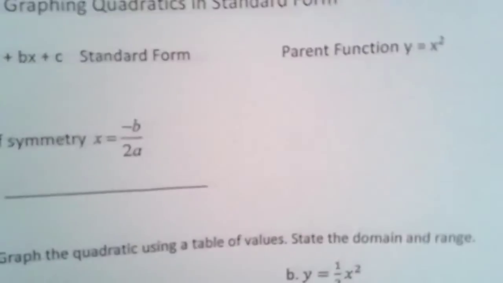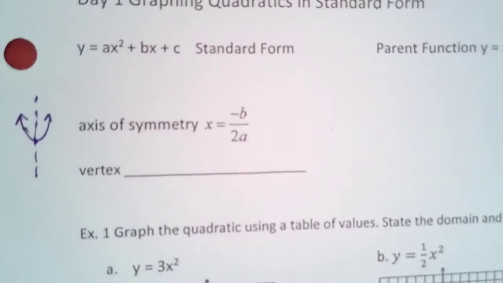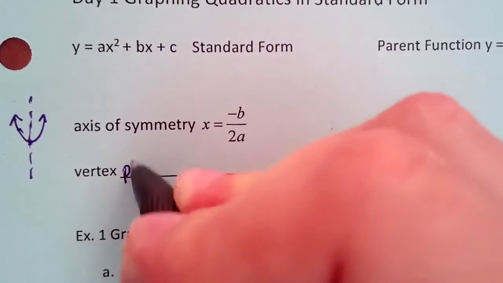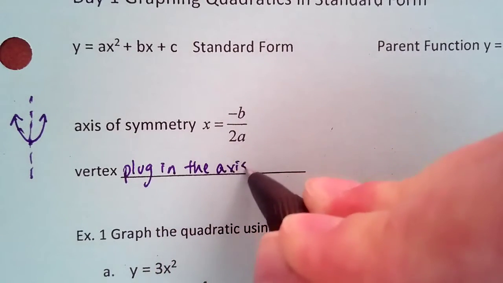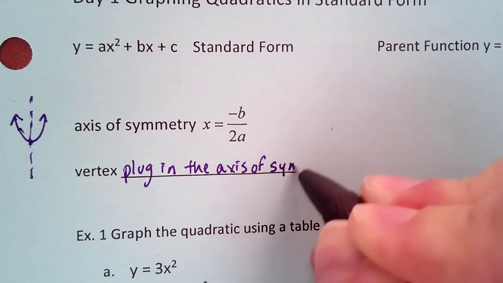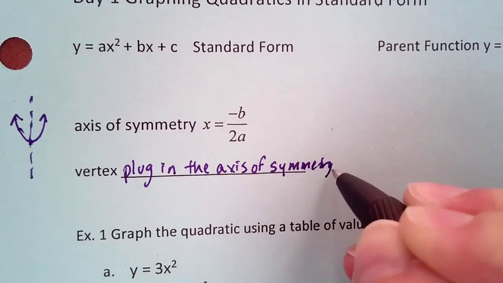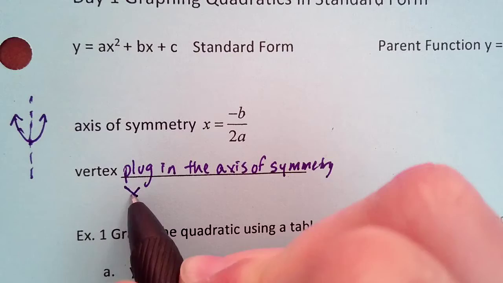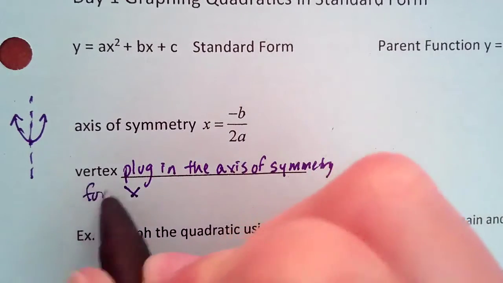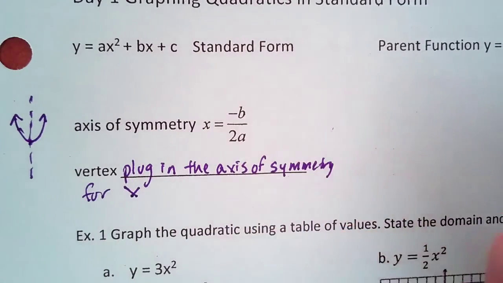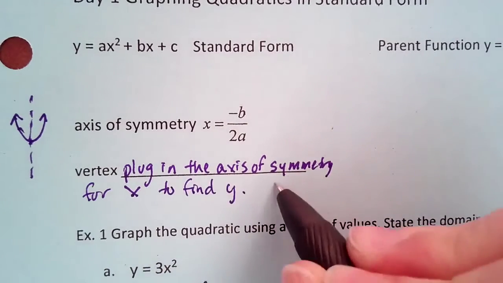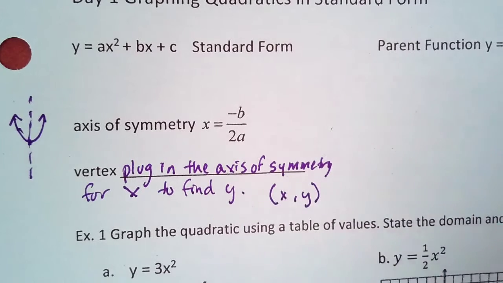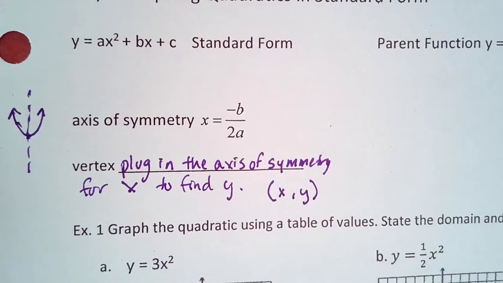So what we're going to do, we'll write this down and then we'll take action in a second. We'll plug in the axis of symmetry, x, or 4x, to find y. And this will be an ordered pair. So let's go ahead and do our most basic one.